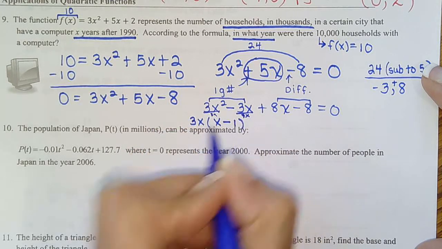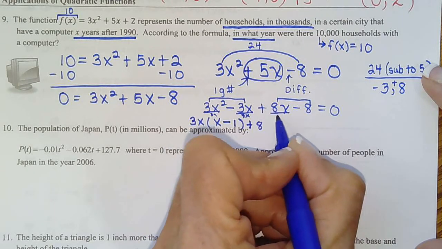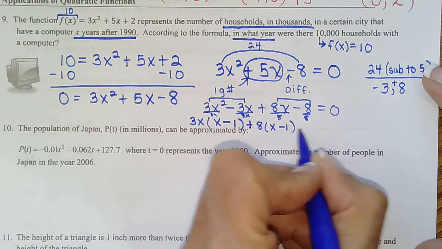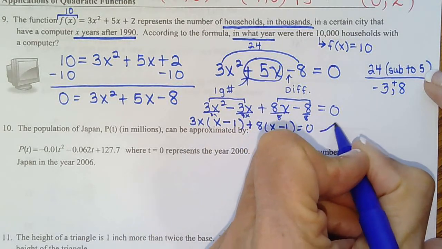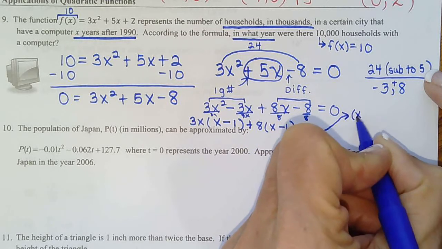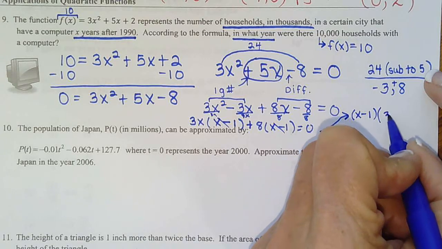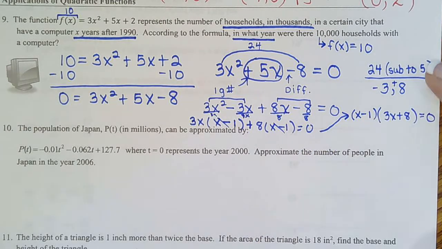So x minus 1 plus, here there's an 8 common. So I take an 8 out and I get x minus 1. And then remember, x minus 1 is my next GCF. So I take it out as my GCF binomial and I'm left with 3x plus 8 equals 0.